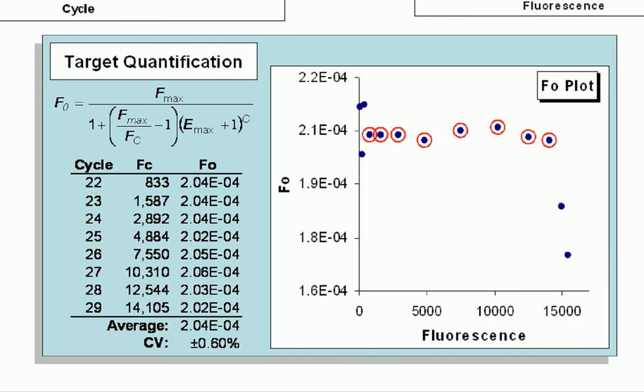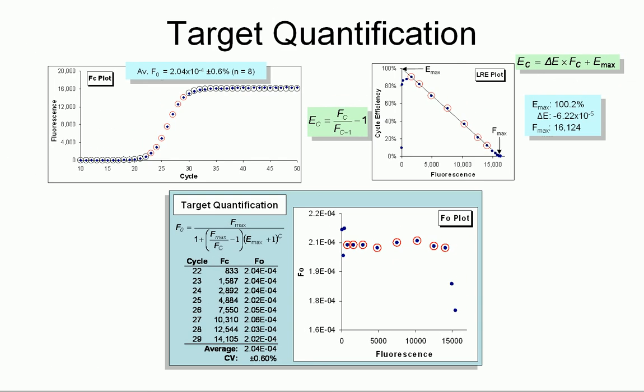The analysis can also be presented graphically by plotting the F0 values against reaction fluorescence. Referred to as the F0 plot, this illustrates visually the similarity of F0 values within the LRE window. Importantly, this plot also reveals a rapid divergence in the F0 values derived from cycles close to the plateau phase. Although I will not go into the details, this abrupt divergence can be used to automate selection of the LRE window. Indeed, it is this type of recursive analysis that is central to the robustness of LRE.